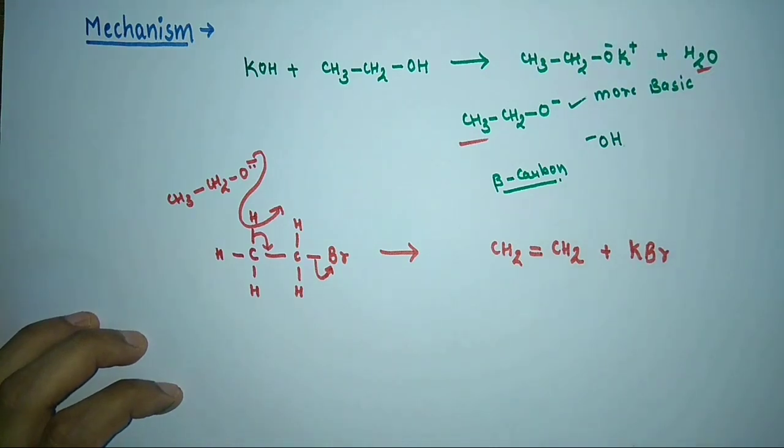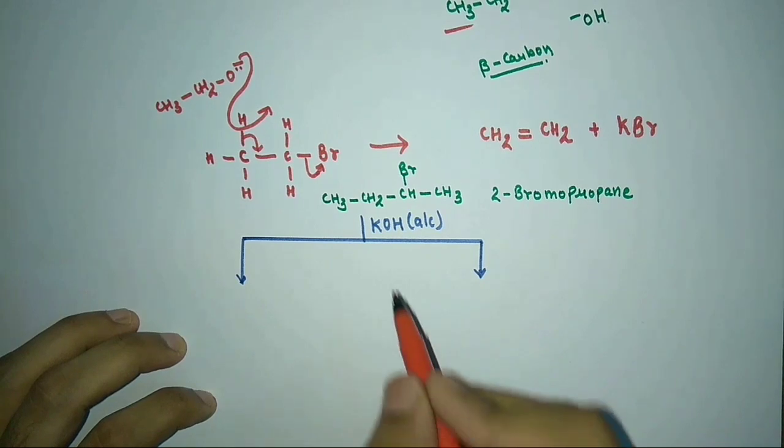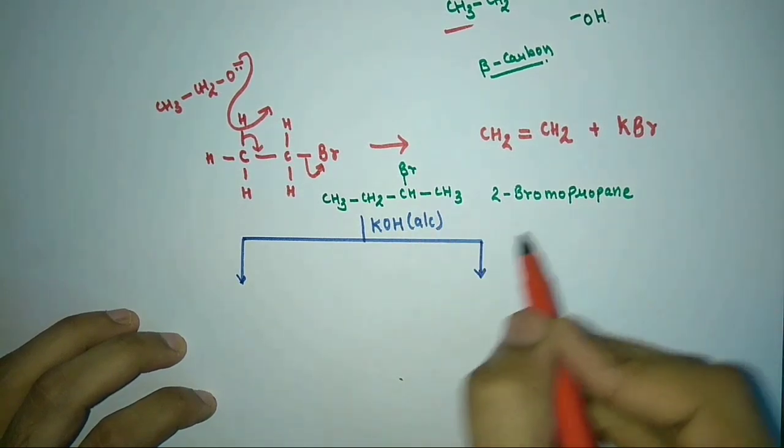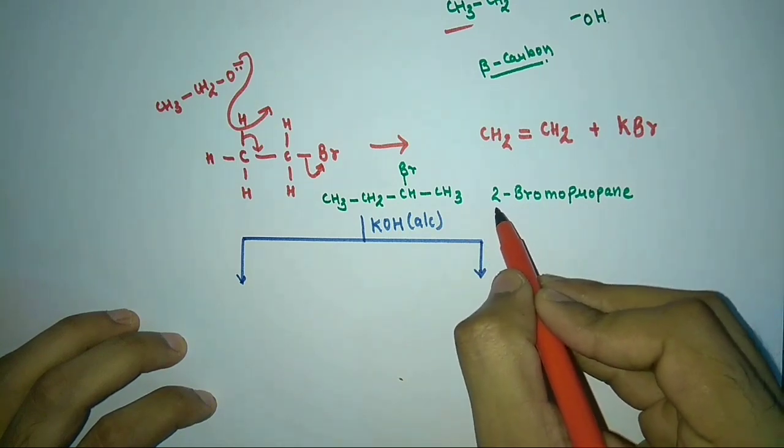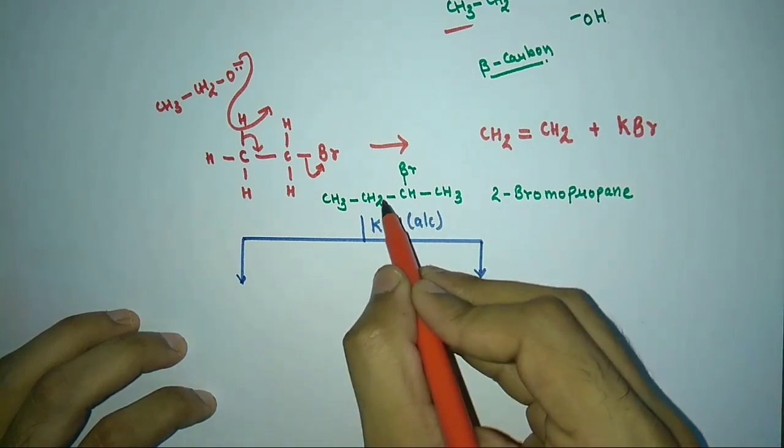Okay, now if different types of beta hydrogens are present in the same compound, then what will happen? For example, in this 2-bromopropane there are 2 beta hydrogen atoms.